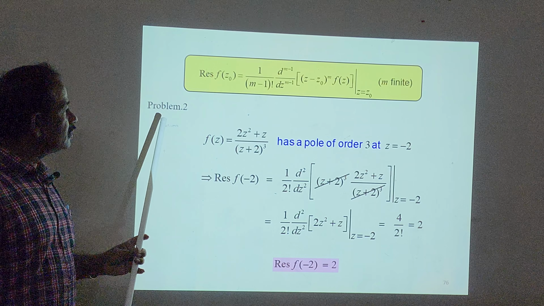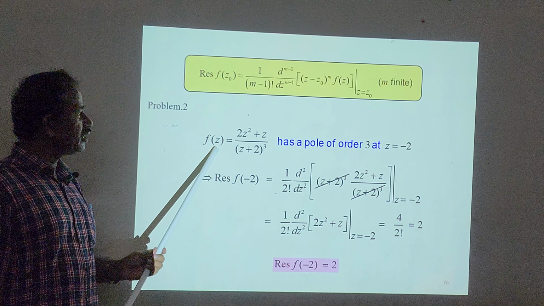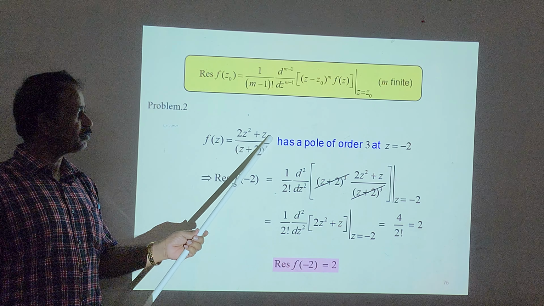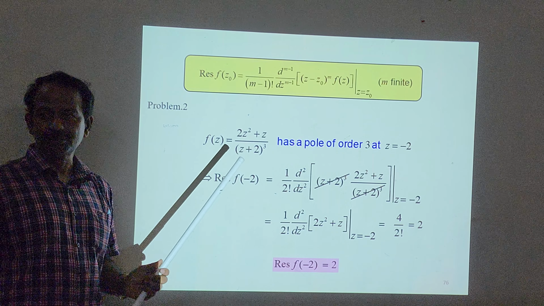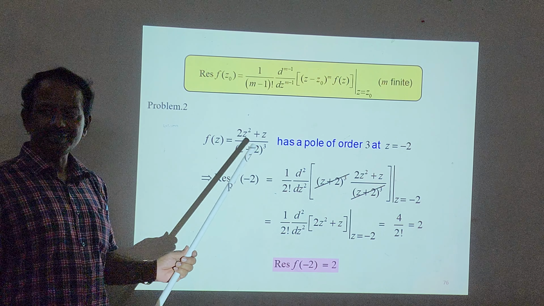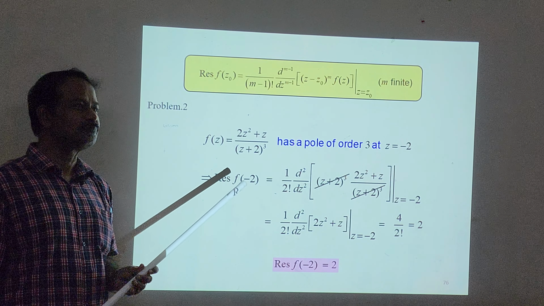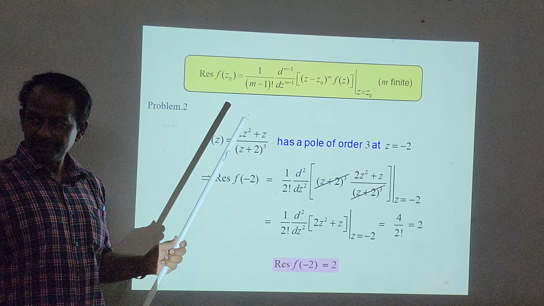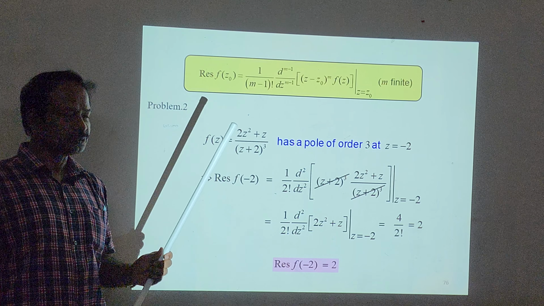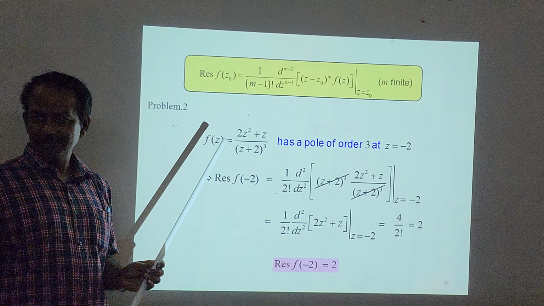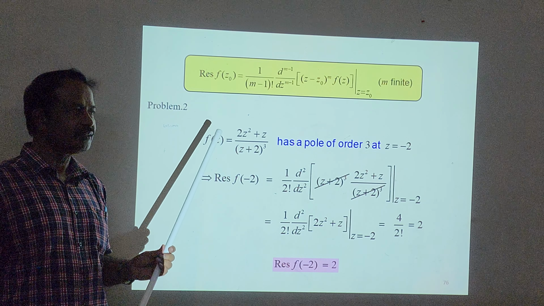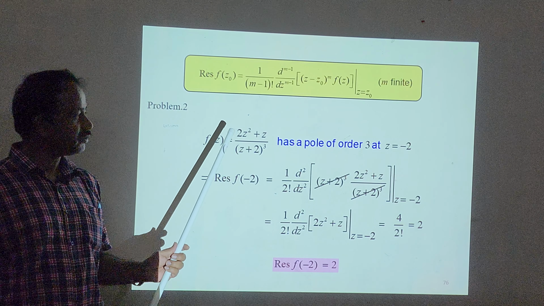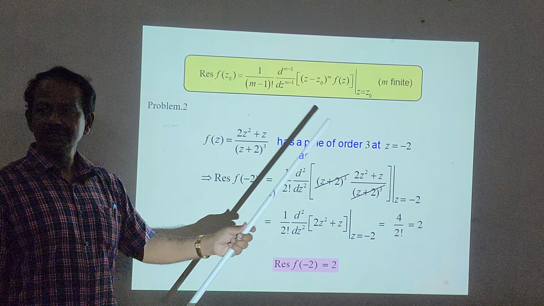Now I will go for problem 2, where f of z equals 2z square plus z divided by z plus 2 whole cube. What is the order here? Order is 3. Simple. Immediately you can say. Correct? Your order is 3. Suppose if order is 2, this will become z plus 2 whole square. If order is 4, z plus 2 to the power 4. So that's all. So we have found out the pole is of order 3.